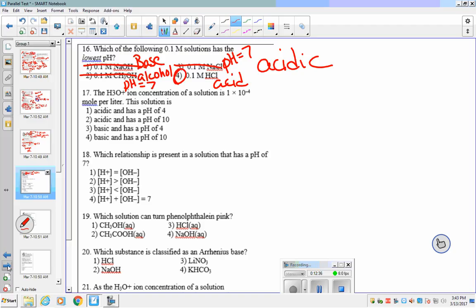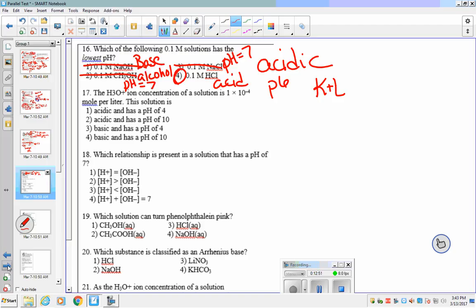HCl is an acid, that's going to have our lowest pH. And that was a combination of things from page 6 and also using tables K and L to identify acids, bases, and things that aren't either one.